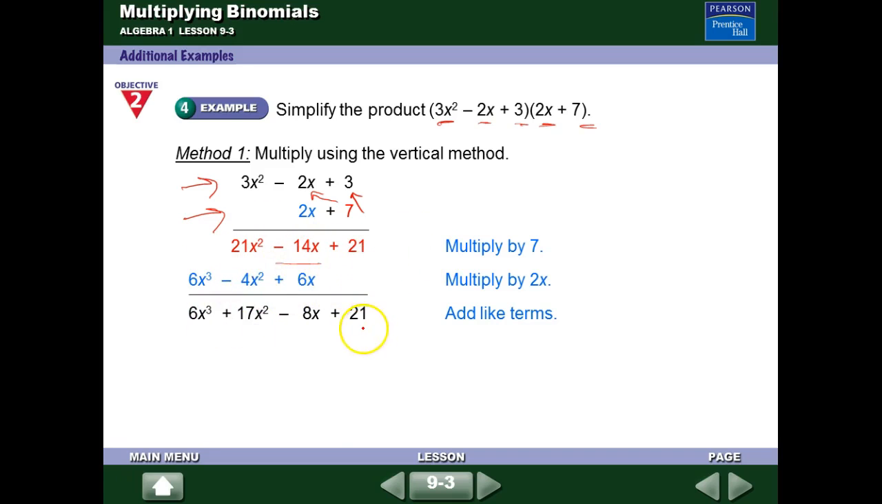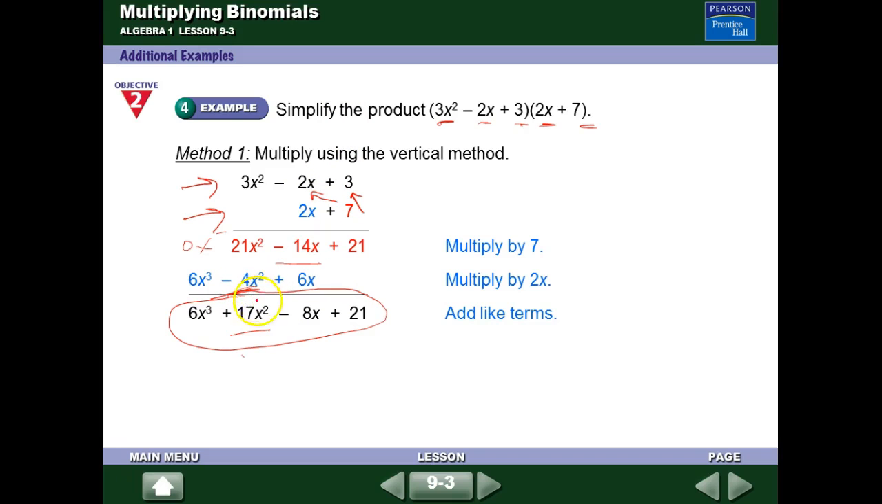It's like 21 plus 0, 21. Negative 14x plus 6x gives you negative 8x. So they're just working down through here. 21 minus 4x squared is 17x squared. And then here it's like 0x cubed plus 6x cubed. So this is my simplified product here.